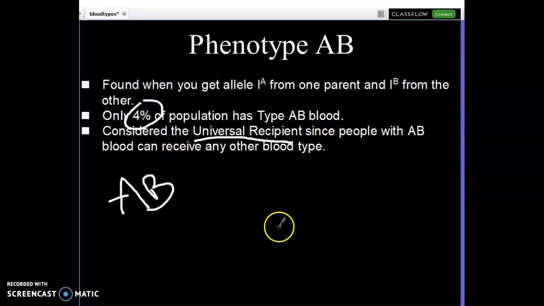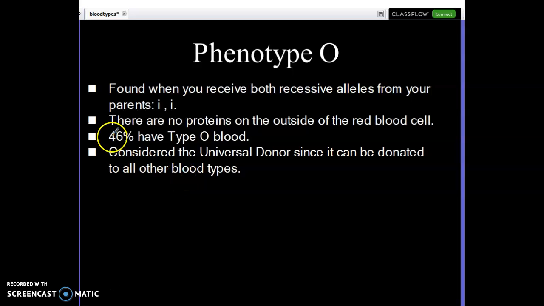Only 4% of the population has AB blood, so even though it is codominant, it is actually the rarest blood type there is. Okay, then the last one, which is the most common: 46% of people in the world have type O blood. The only way to get O is to receive an O allele from each parent. This one is considered the universal donor because it can be given to anybody.